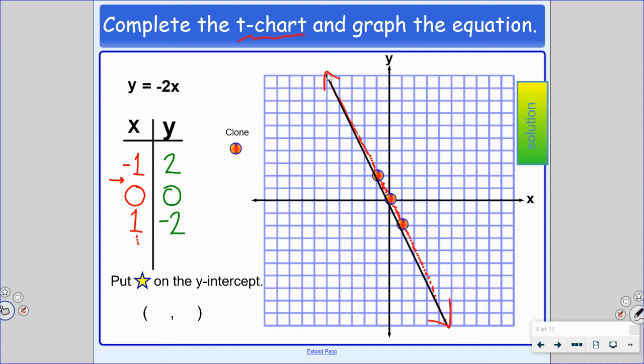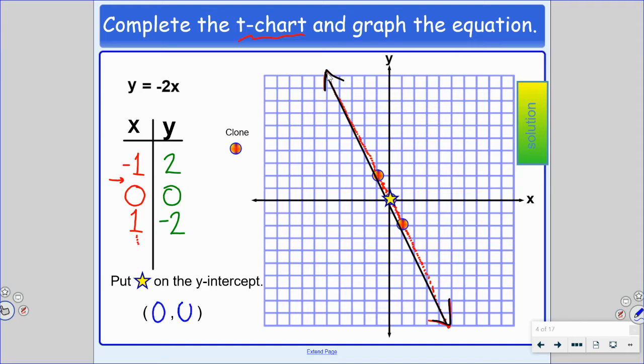That, ladies and gents, is why we call it graphing a linear equation, because all the solutions of this equation will form together to make a line. One last thing I'd like us to do, and that is to put a star on the y-intercept. Where does that line cross the y-axis? Boom. Okay, so that point is 0, 0.